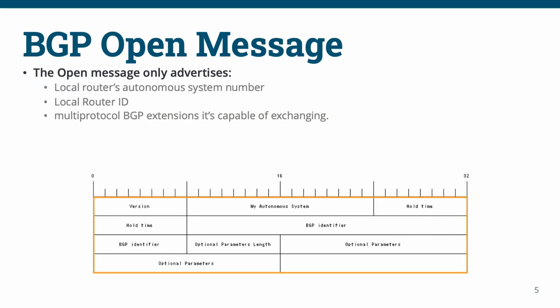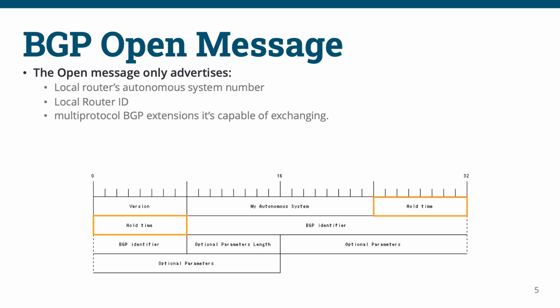Moving down to the packet format, we see that the protocol version is in the first octet. The local autonomous system number is included in the following 2 octets. The configured hold time is the next 2 octets. The hold time does not need to match between the devices for them to establish a peering.